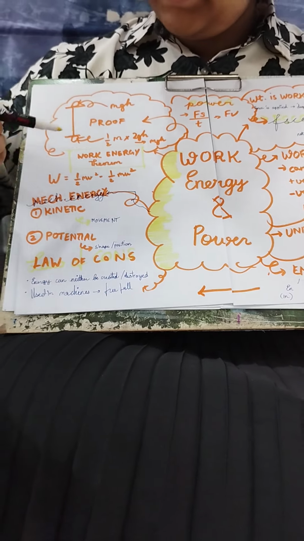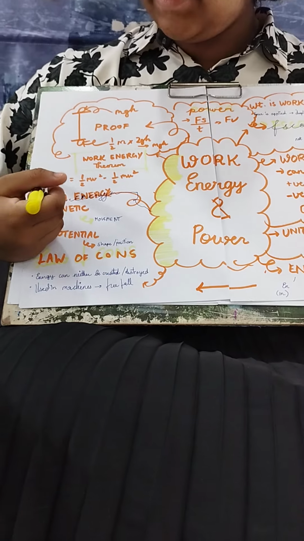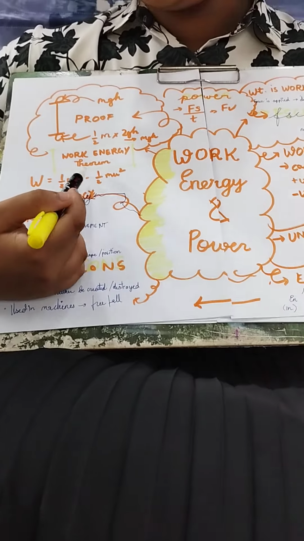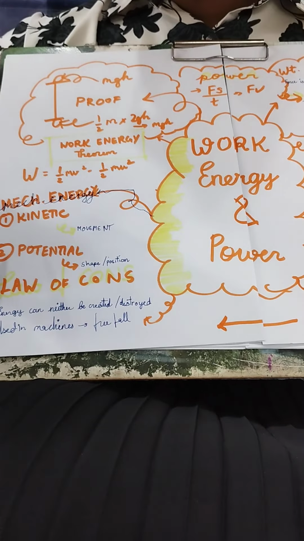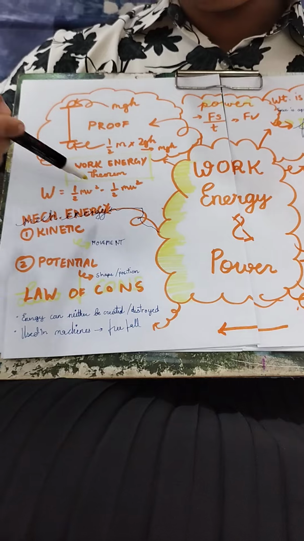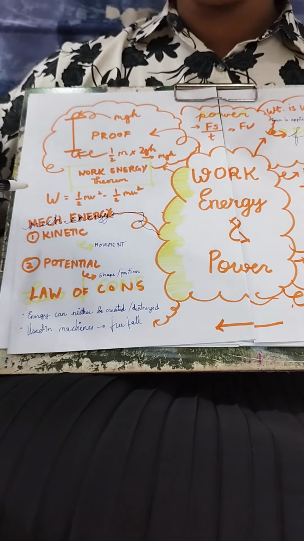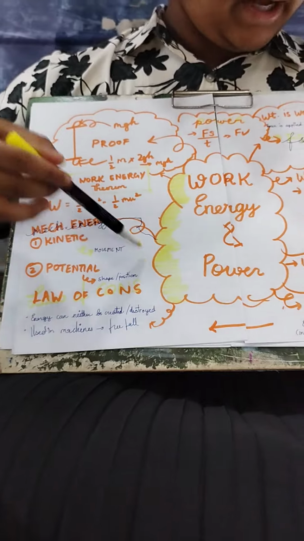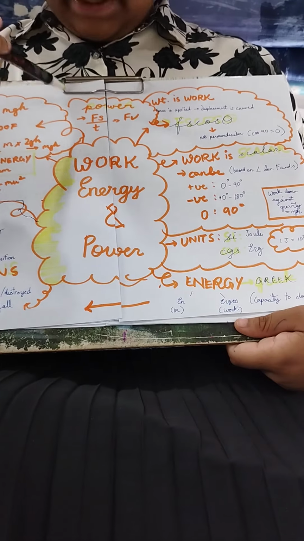Okay, now we have the work energy theorem. You just expand the work formula using acceleration and get this. So W is equal to half mv squared minus half mu squared. You can even replace this with potential energy for that matter. So this is mostly what there is, but lastly we have power.